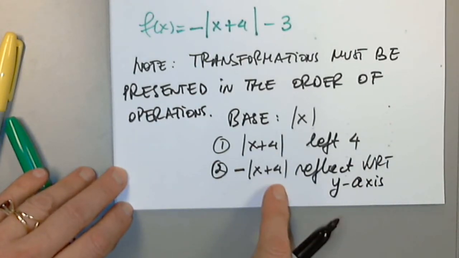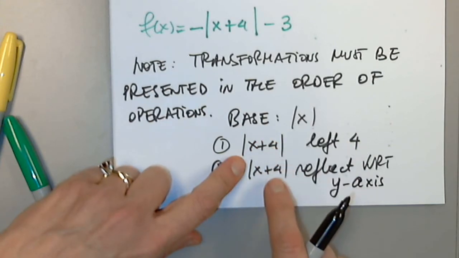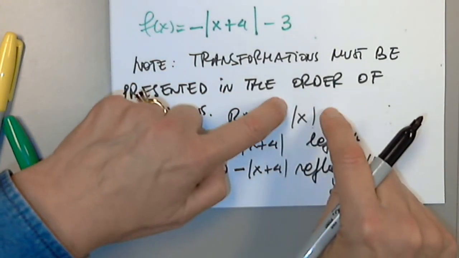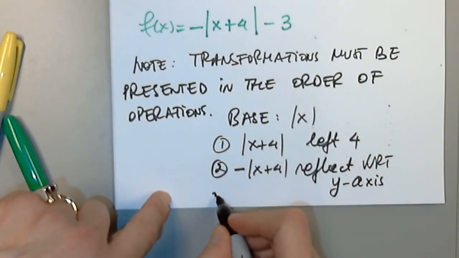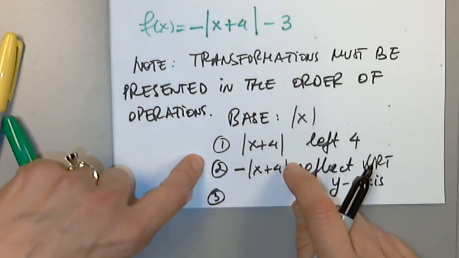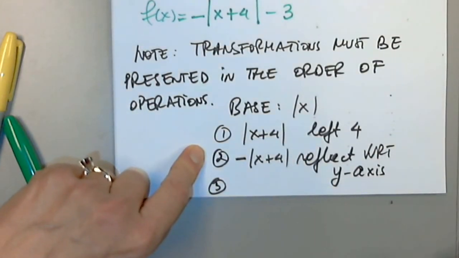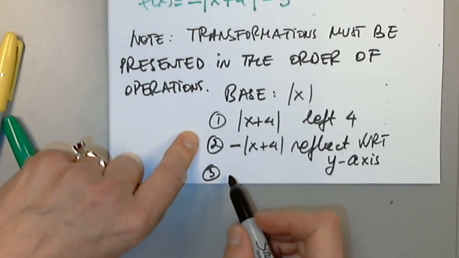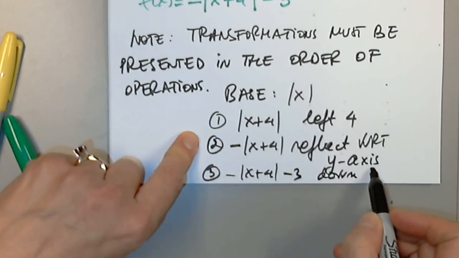Because this is outside, does not touch x, is the outside. This is now the function that I apply this transformation to. This one was applied on this. 2 is applied on 1. And now 3 will be applied on 2. What is the final step? What should I write as the third function? Down 3. Negative x plus 4 minus 3, which is indeed down 3.